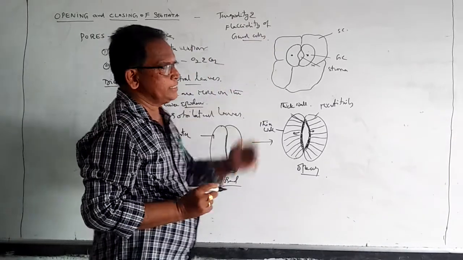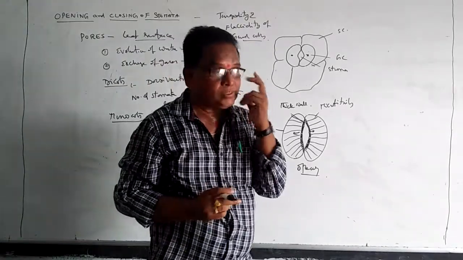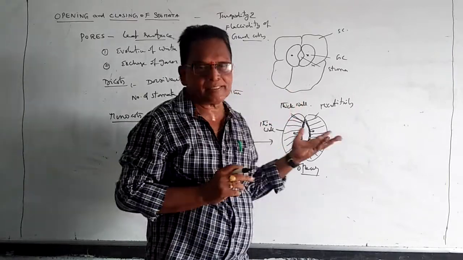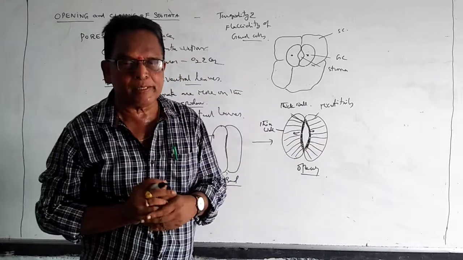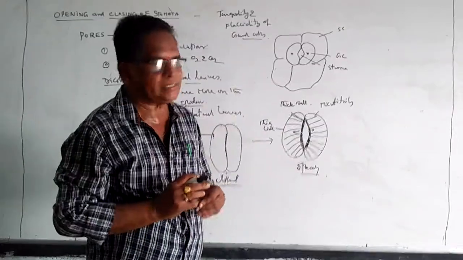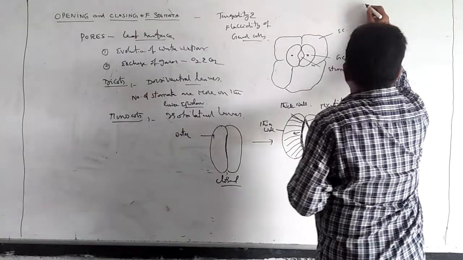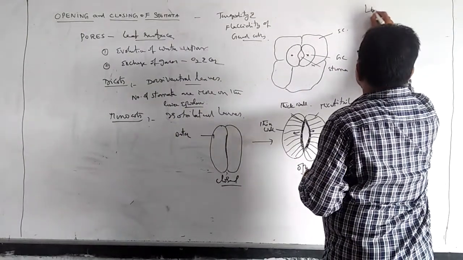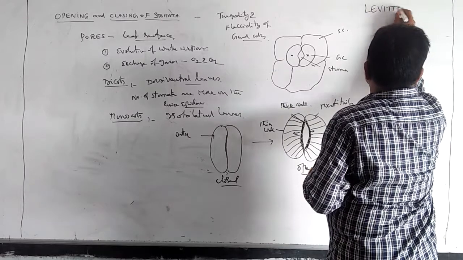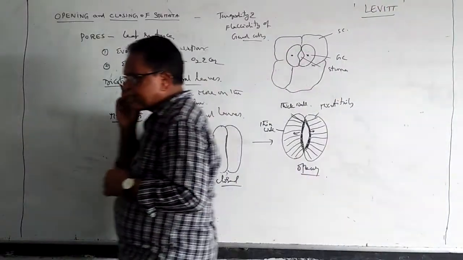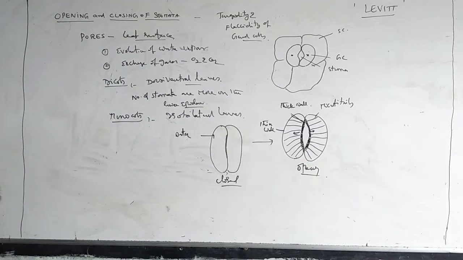In order to explain the mechanism, how the guard cells become rigid and how they become plastic, many theories have been proposed by different scientists. Of all those theories, the theory proposed by Levitt is accepted by most of the scientists.